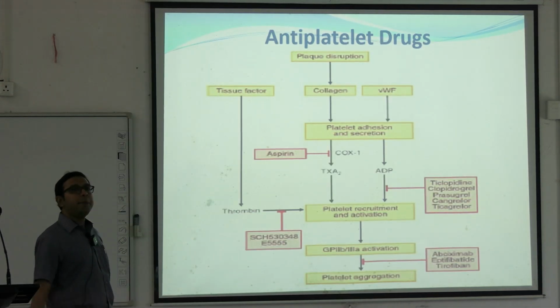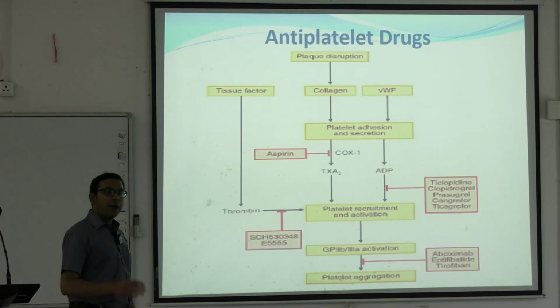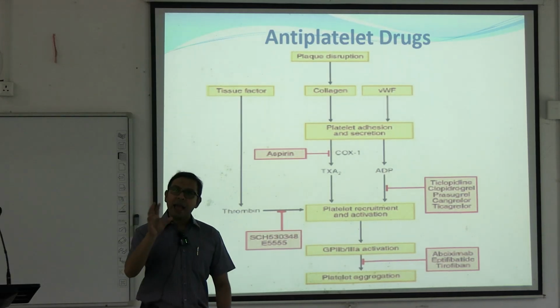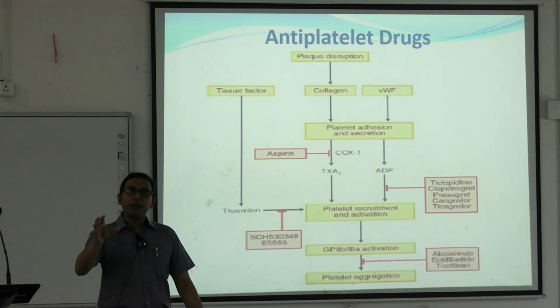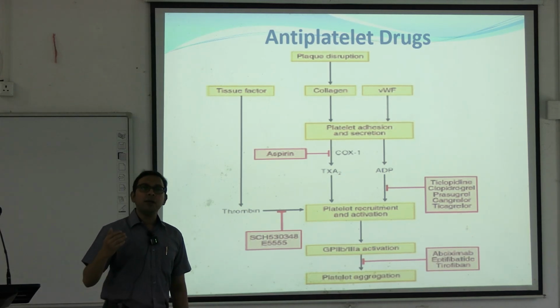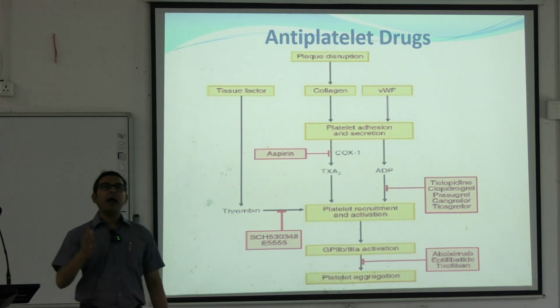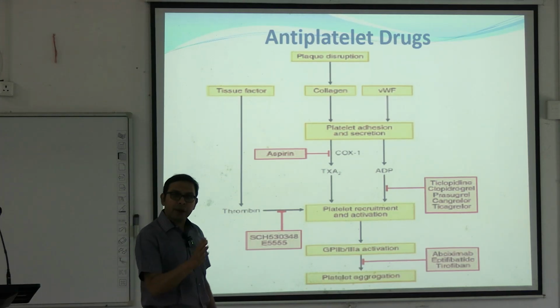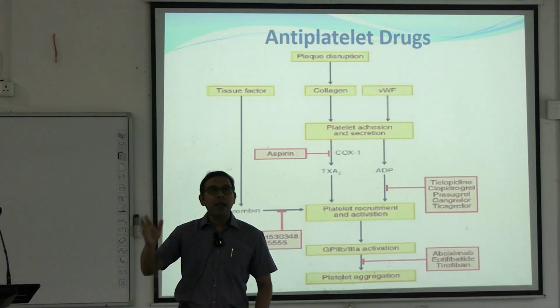Next, coming to the antiplatelet drugs. We have already seen that platelet adherence, platelet aggregation, and binding of the platelets to the fibrin at the vascular endothelium ultimately lead to platelet plaque formation. So when we use an antiplatelet drug, it ultimately inhibits platelet adherence or platelet aggregation.